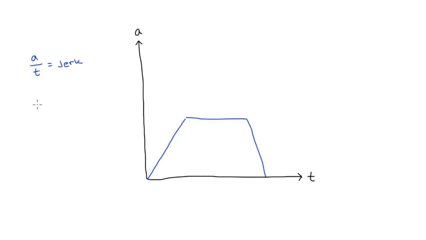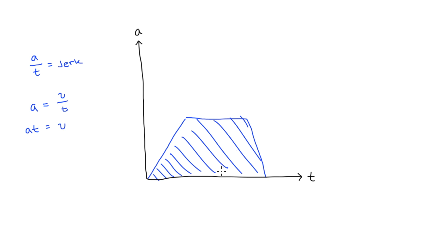One thing that we can determine from an acceleration time graph is velocity. Because if we look at the previous equation that we had before, acceleration equals velocity over time. If we multiply both sides by time, then we get acceleration times time equals velocity. So that means that the area underneath this graph, because the area is the acceleration times the time, is equal to the velocity over this time period.